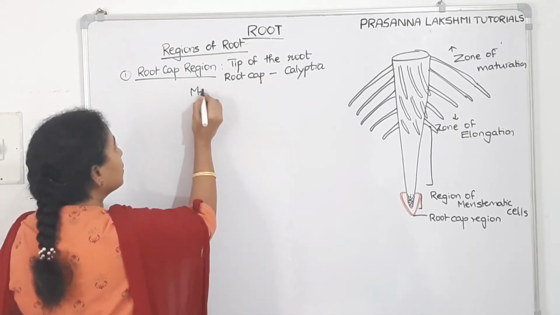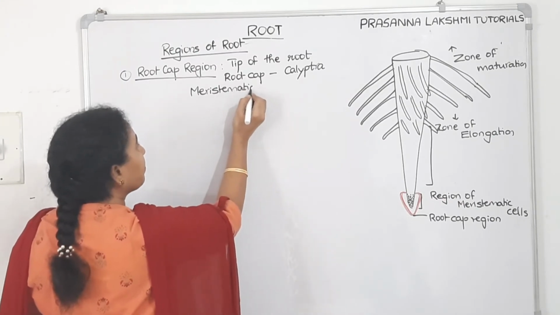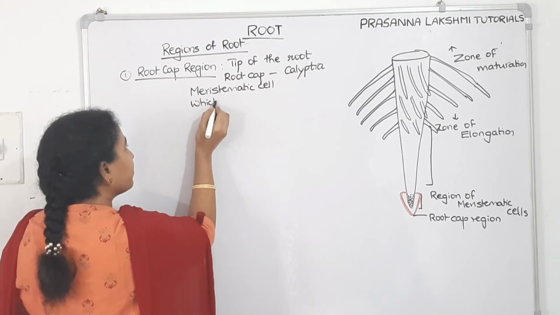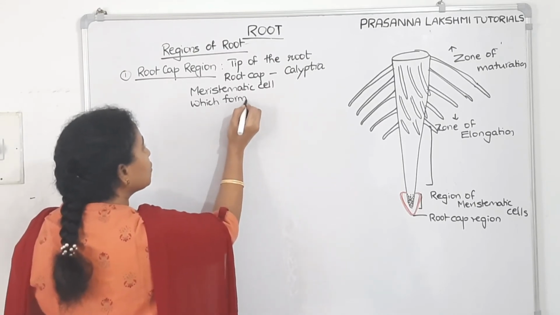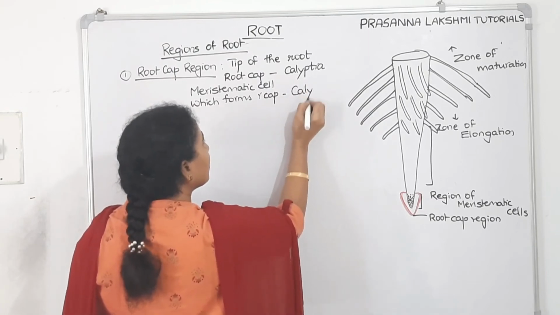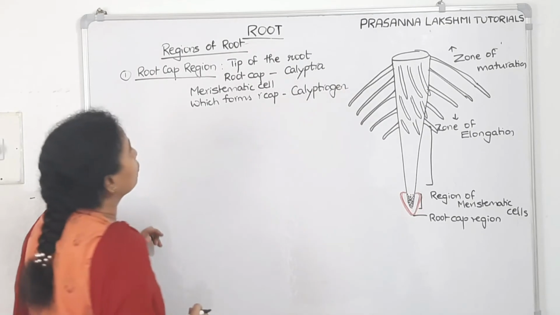The meristematic cell which forms the root cap, what is that called? Calyptrogen. That is called calyptrogen.